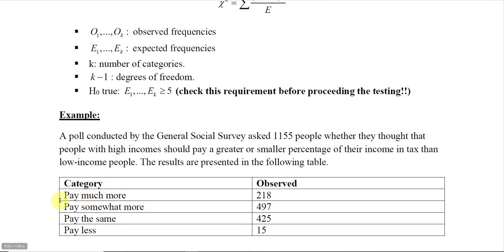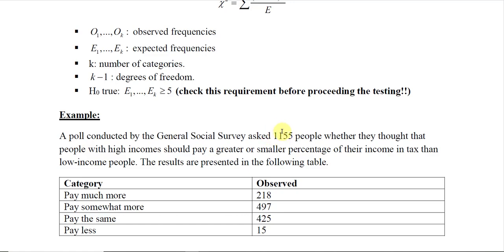So we have the categories. Anytime you see that there are categories, you should know that you should apply the chi-square statistic, or the goodness of fit test, to solve the problem. We have 4 of them: pay much more, pay somewhat more, pay the same, or pay less. For each category, we have the number of people that answered the survey or chose that selection. If you add all the observed frequencies together, you should get a total of 1,155 people.